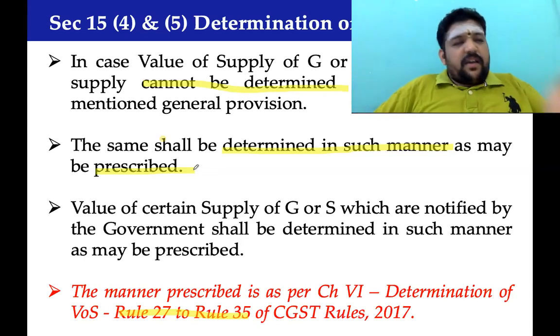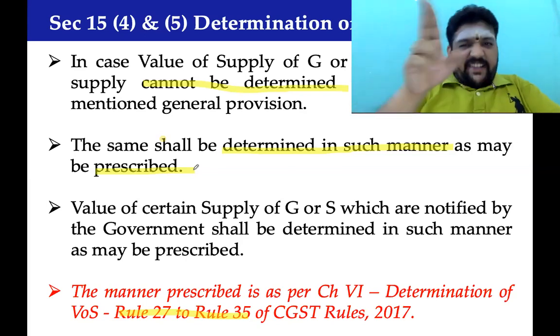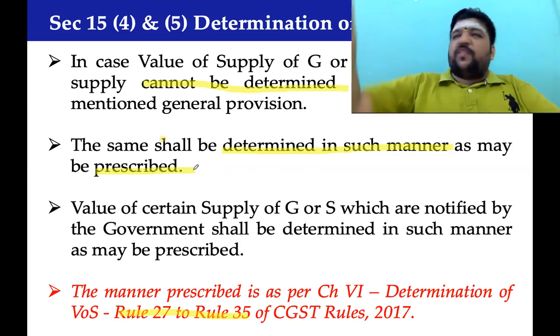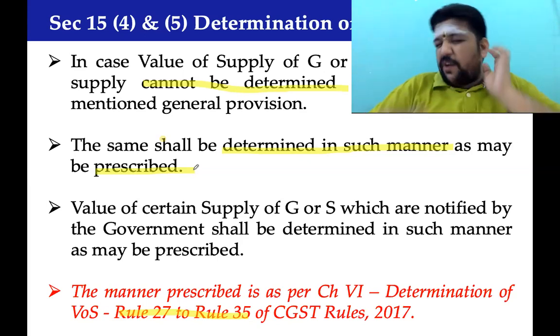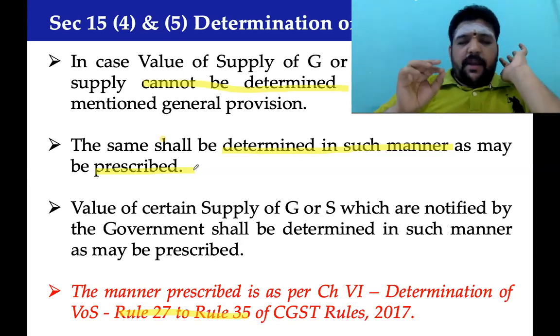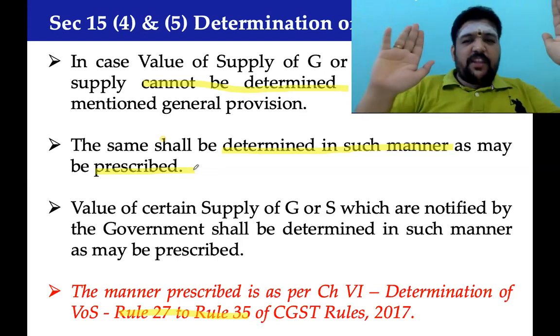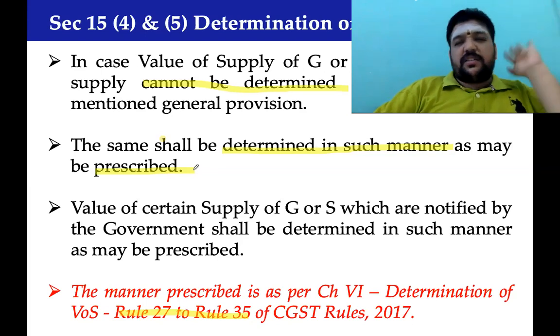15(1) read along with 15(4), value will be determined as per this rule, or vice versa. Rule 28 read along with 15(4), value will be determined. You can write in both ways as you wish. But my intention is that 15(4) is the bridge which connects your 15(1) and the valuation rules if the conditions are not satisfied.